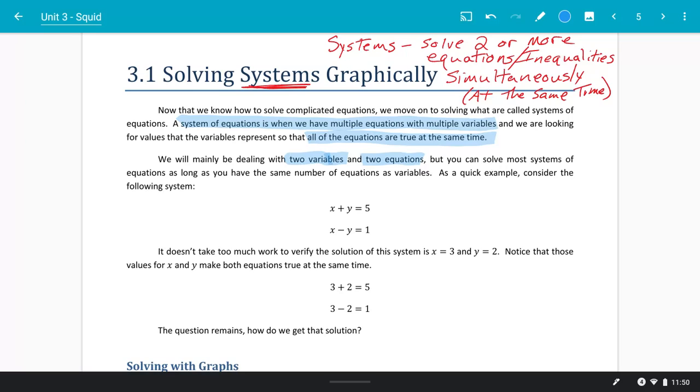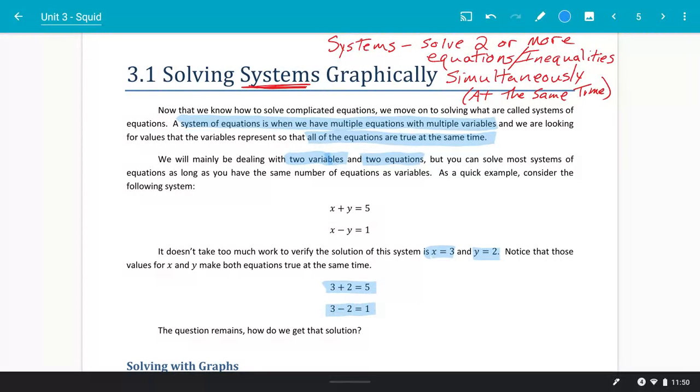As a quick example, consider the following system. x plus y equals 5 and x minus y equals 1. It doesn't take too much work to verify the solution of this system is x equals 3 and y equals 2. Notice that those values for x and y make both equations true at the same time. 3 plus 2 equals 5, and 3 minus 2 equals 1. Okay, so all they did was plug those values in.